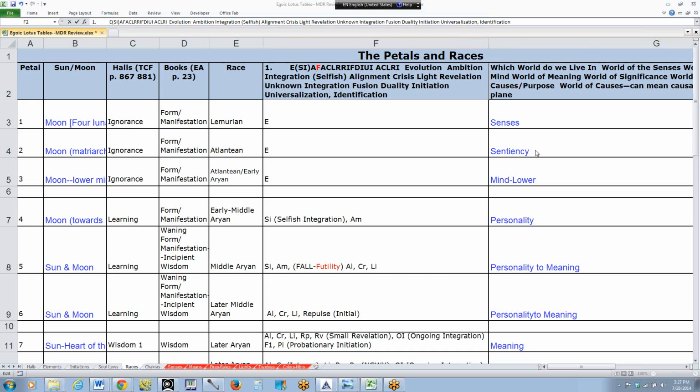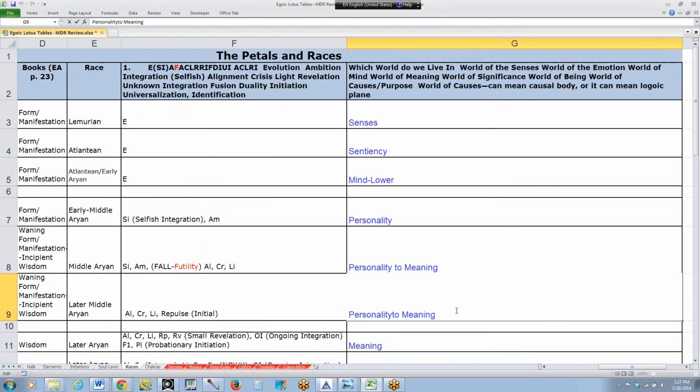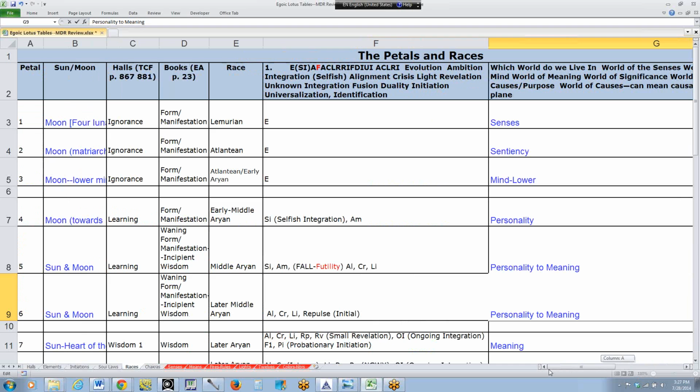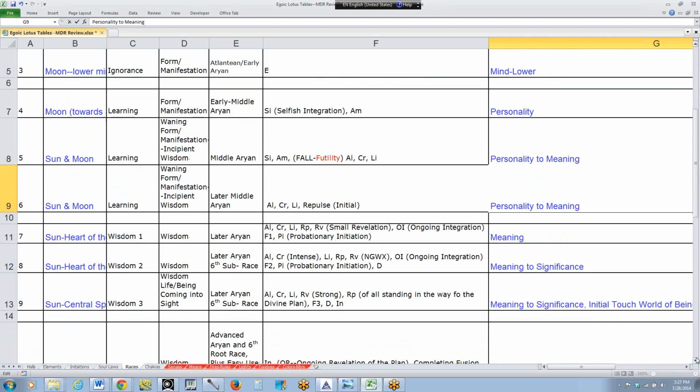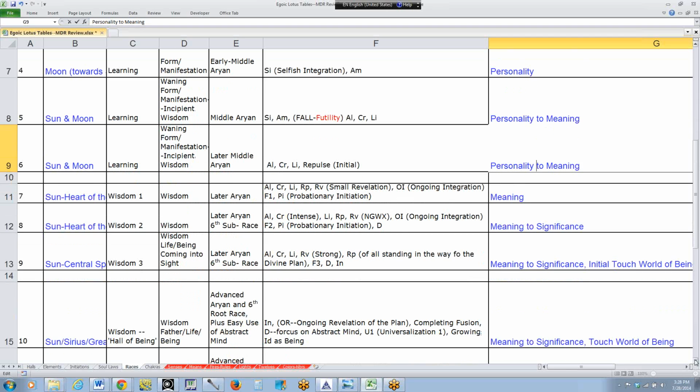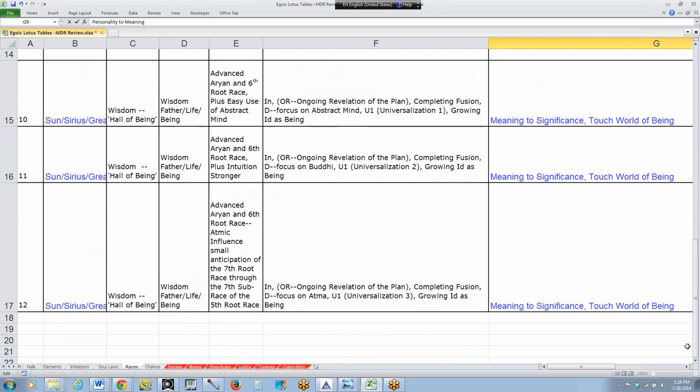The world of the senses, world of sentiency or feeling, world of lower mind, world of personality transitioning to the world of meaning, and then in petal number 7, world of meaning, meaning transitioning to significance via the antakarana, same, petal 9, meaning transitioning to significance, and the initial touch of the world of being. We're still meaning to significance because we really don't have significance until we're free within the triad, unencumbered by all of our accumulations from working in the quarries of life, working in the lower 3 worlds.